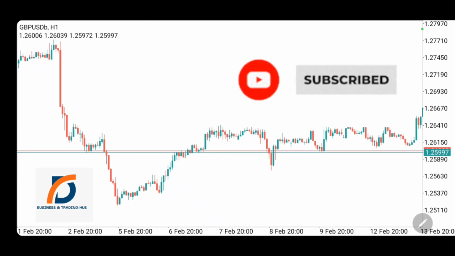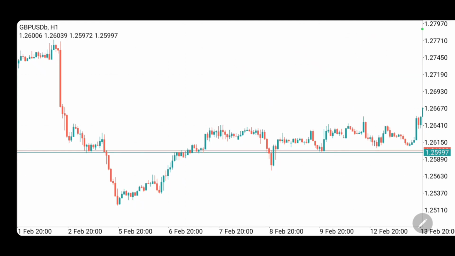Another thing you need to understand is that you need to pay attention to liquidity. Most times the market sweeps liquidity above your supply zone before actually selling, and the market sweeps liquidity below your demand zone before buying. Should I come again? Let me reiterate what I said.